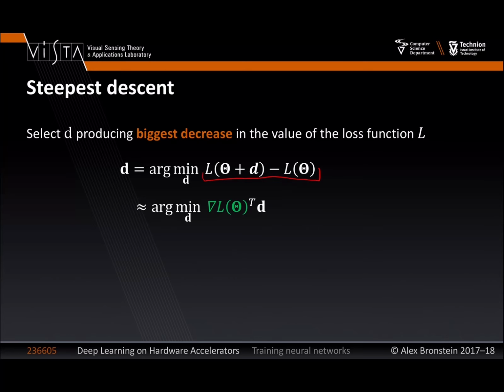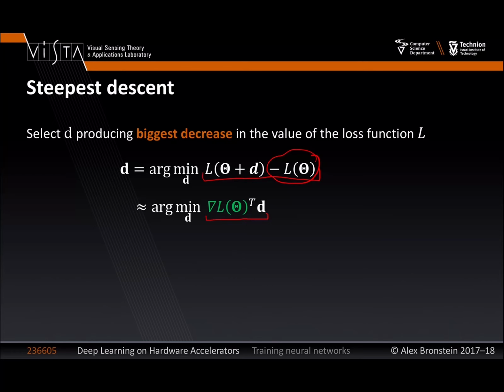Okay. Let's plug in a first-order approximation. This is the linear part of the Taylor series. Of course, this term cancels the constant part, the zeroth order part of Taylor's approximation, and we are left just with this inner product of the gradient at point theta with the direction d. Okay. Now, what is the direction that will minimize this linear term?